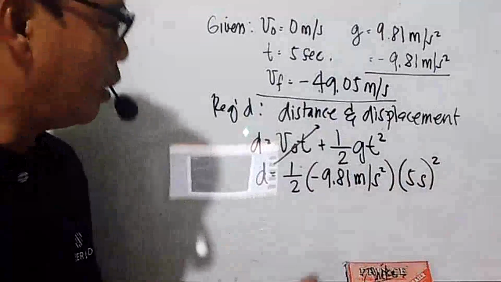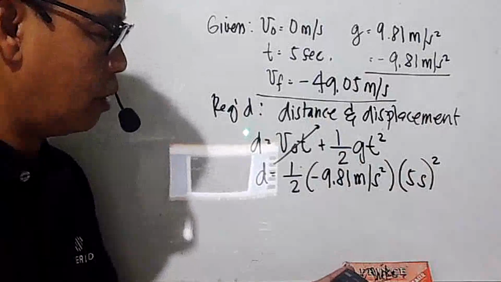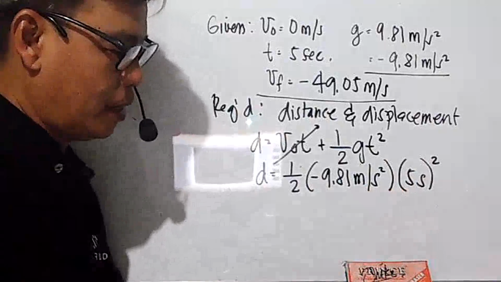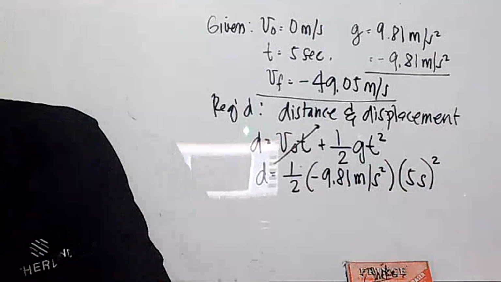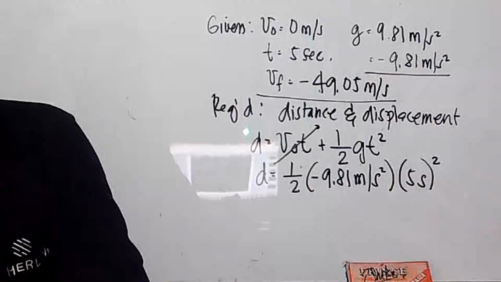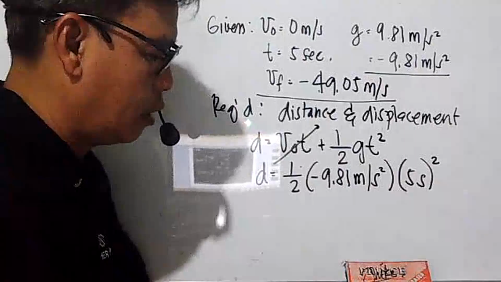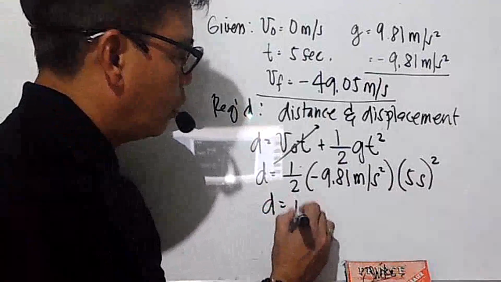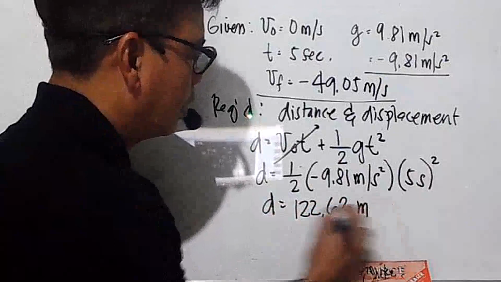Okay, so let's try to solve this one. So it is equal to negative 9.81 multiplied by 25. So 25, no? 5 squared is 25. That is equal to negative 245.25. So this is equal to negative 245.25 divided by 2. Okay, so your D now is equal to 122.62. This is in meters.